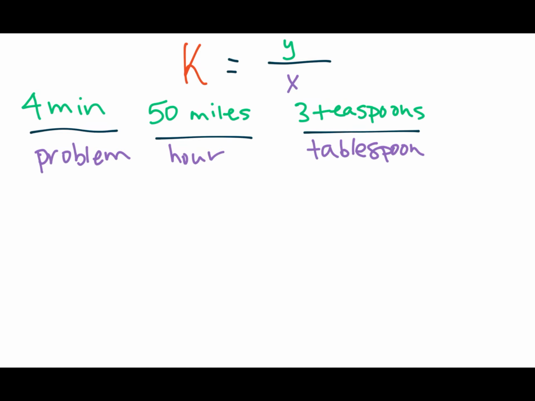Now, what do you notice about each of these denominators? Well, hopefully you see that each of these is per 1. So per 1 problem, per 1 hour, per 1 tablespoon. And if you remember, per 1 means that K is our unit rate. So anytime we're finding something per 1, we're actually finding the unit rate.